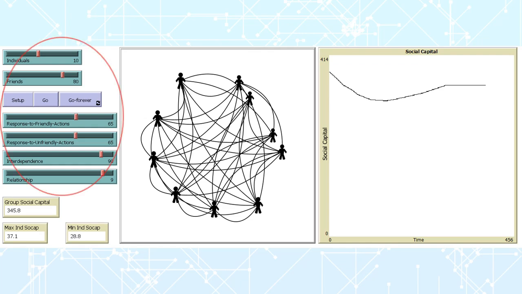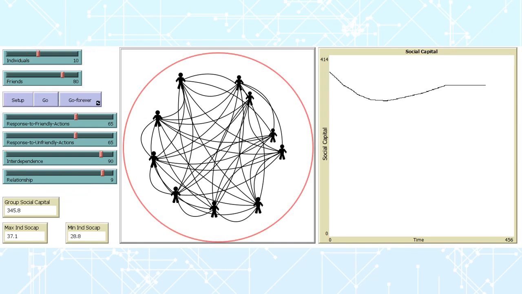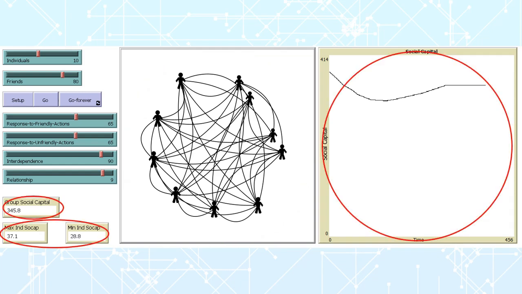We can choose the number of people, the percentage of them that are friends, and the levels of response, interdependence and relationship. We know that in a friendship group, both relationship and independence are high. The outputs show us how the friendship group develops as a network and the effect on individual and group social capital.